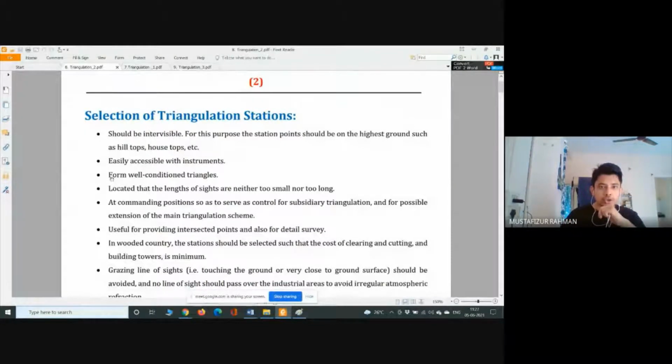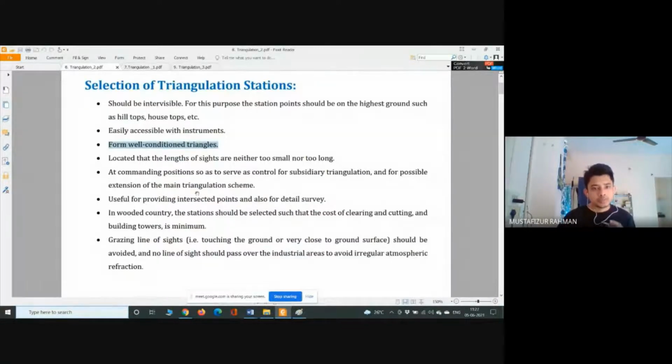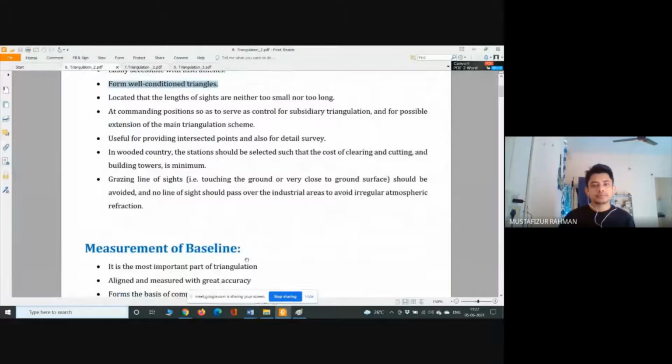So one important condition is that it must form well-conditioned triangles. Now I hope you remember the definition of a well-conditioned triangle. It is necessary so that we have greater accuracy in our measurements. So we will try to have well-conditioned triangles in the network of triangles. Fine. So please see these points.